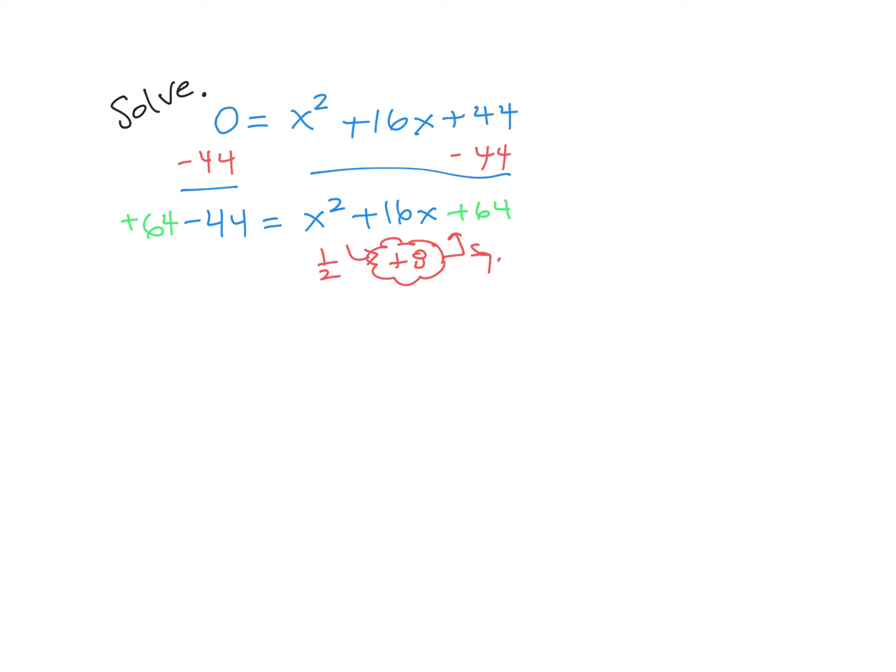Okay, hopefully you added 64 to both sides. And I forgot to tell you to pause the video. Hopefully you caught that cue. But next step, factor that polynomial on the right side and simplify on the left. Go ahead and pause the video. Okay, when it's done and all cleaned up, you should get 20 equals x plus 8 squared.